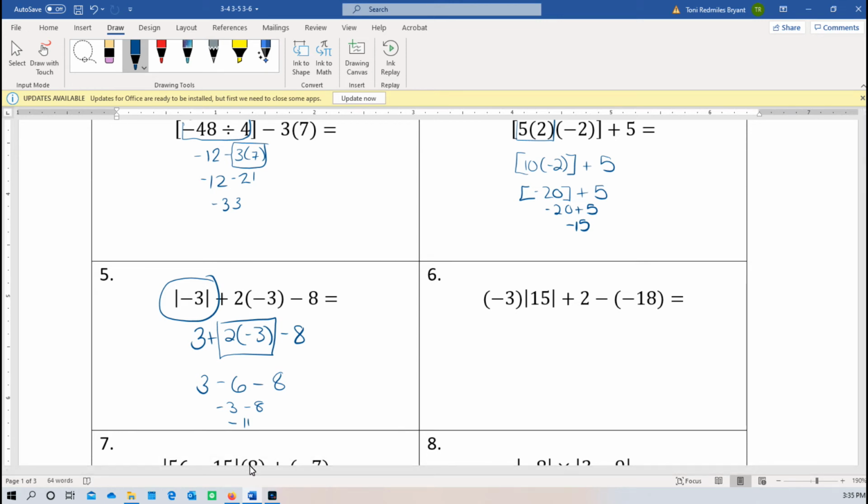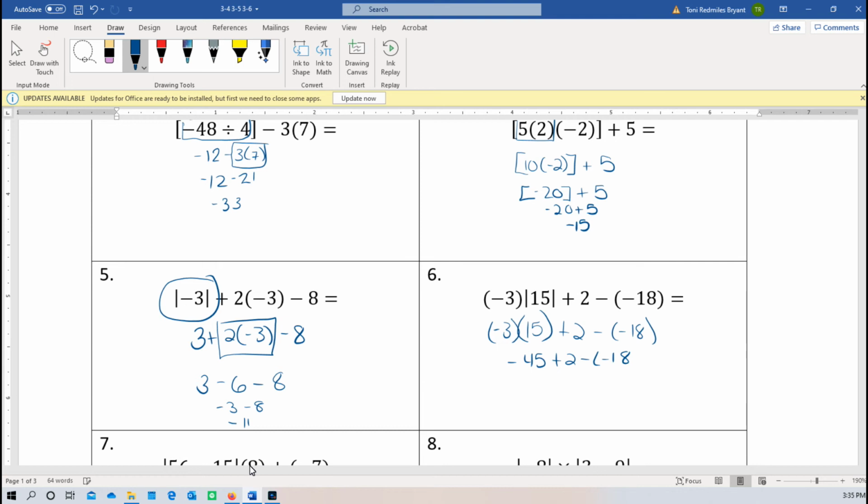All right, so the first thing I want to do is get this 15 out of the absolute value. It remains 15. It's being multiplied to the negative 3, so I'm going to put it in parentheses. First thing I need to do is the multiplication. That's going to be a negative 45 when I multiply all that out.